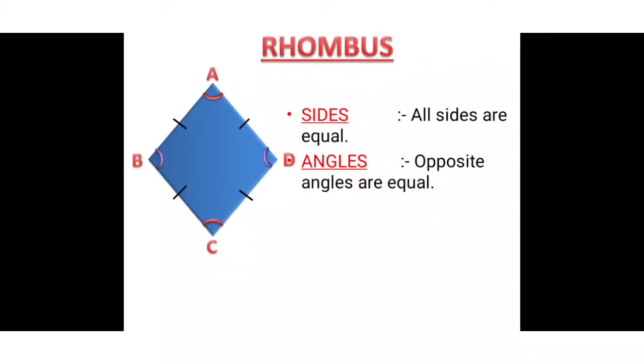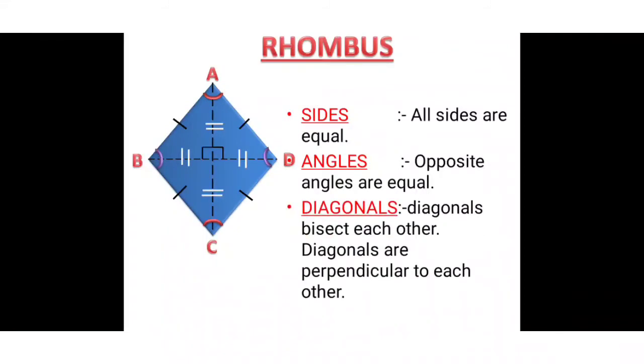Opposite angles are equal. That is angle A will be equal to angle C and angle B is equal to angle D. Diagonals bisect each other and are perpendicular. So wherever they bisect, they form 90 degree.